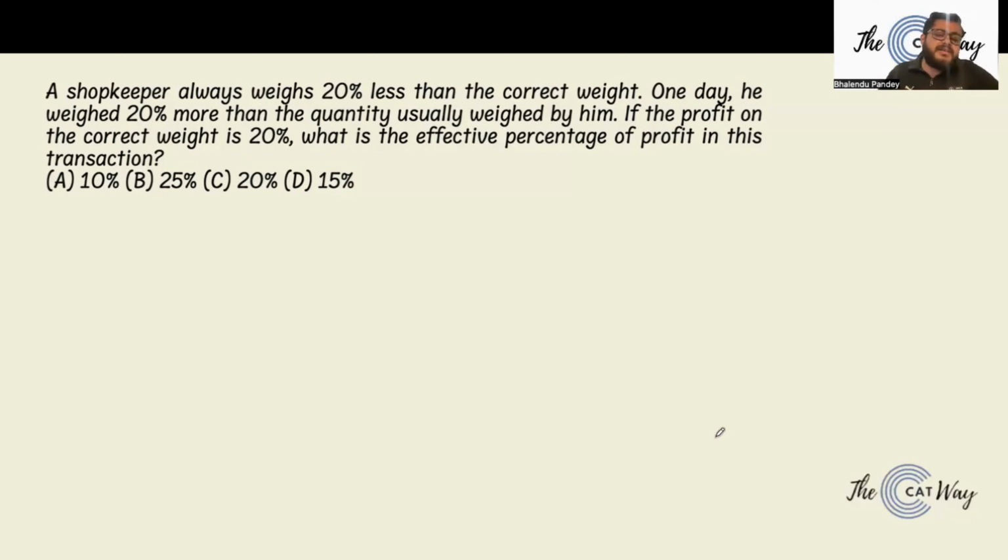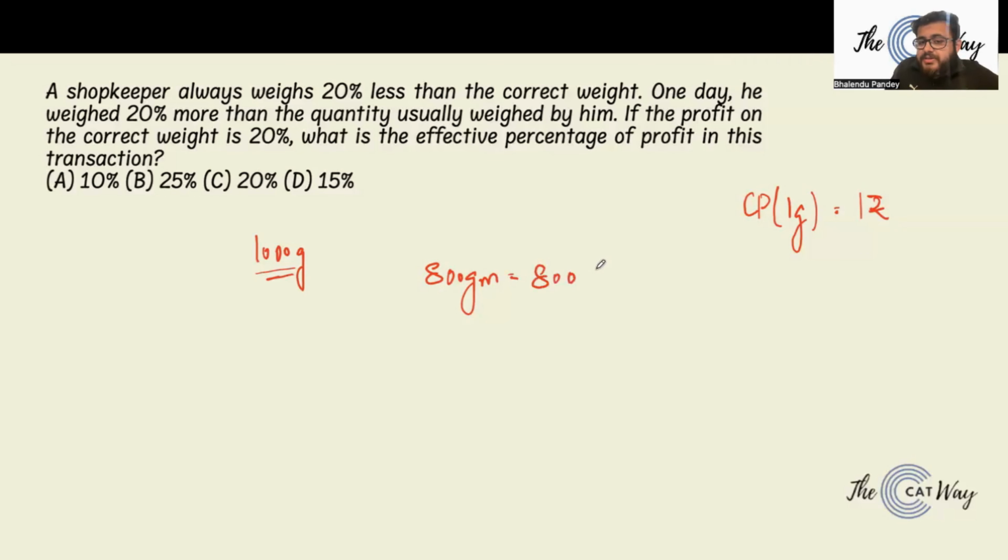So every day, let's say I am the customer, right? I went to the shopkeeper and asked him to pack 1000 gram for me, right? But because he is a cheater, he is only giving me 800 grams, right? And let us assume that cost price of 1 gram, we have already discussed, इस तरह के क्वेश्चन को 1 gram में लेके करो. Cost price of 1 gram is let's say 1 rupee. So cost price of 800 grams that he is giving me is 800 rupees.